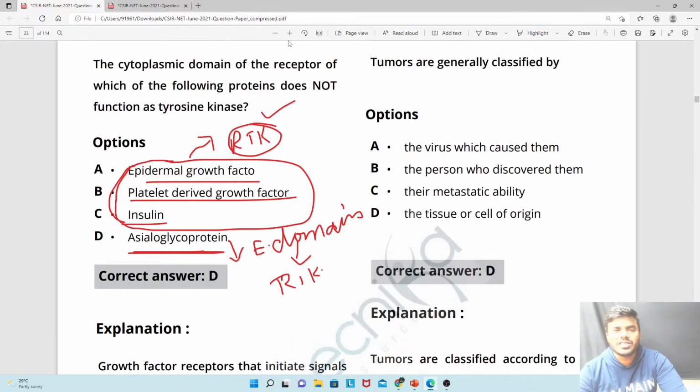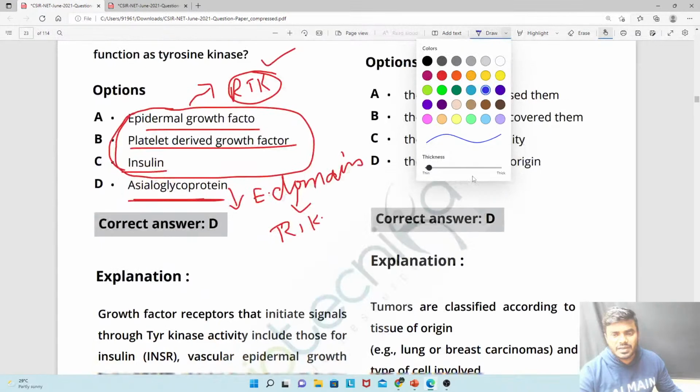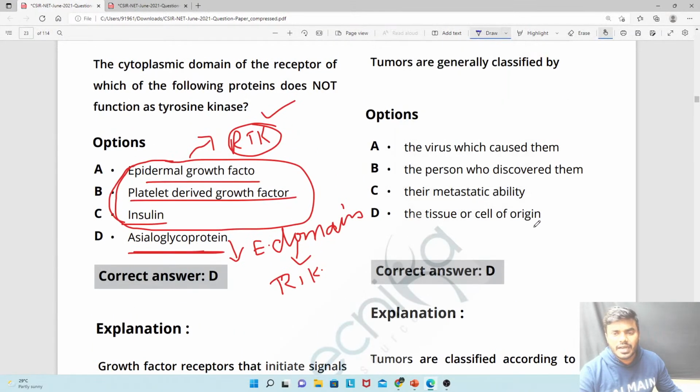Everyone, answer this question. This is the question: tumors are generally classified by. It's a very easy question, right? Just now we have discussed it, friends.